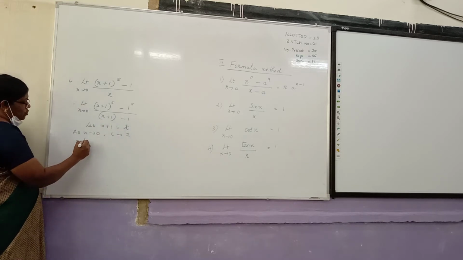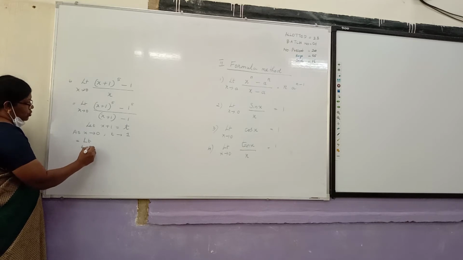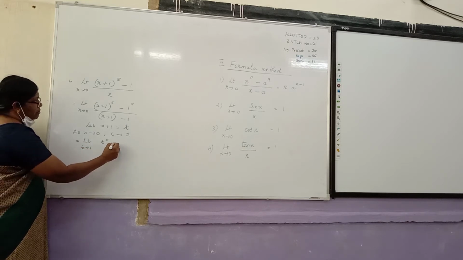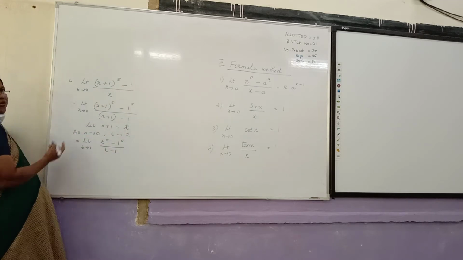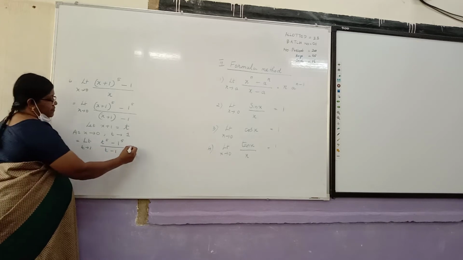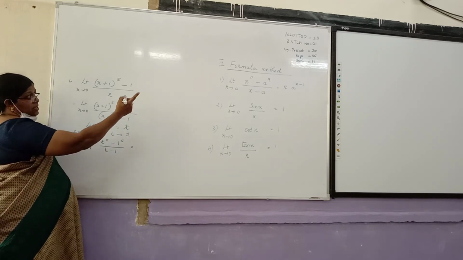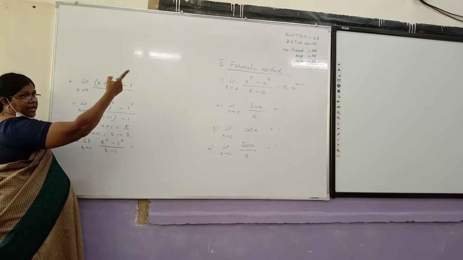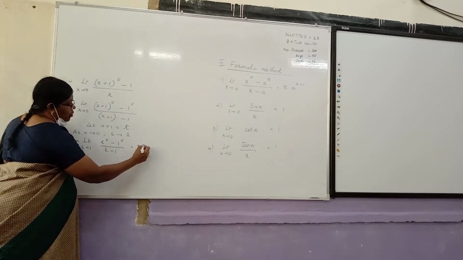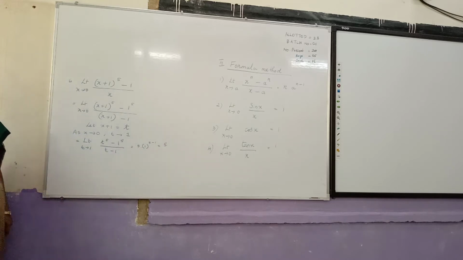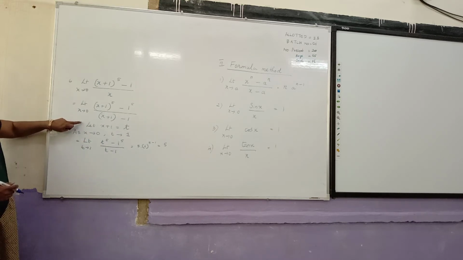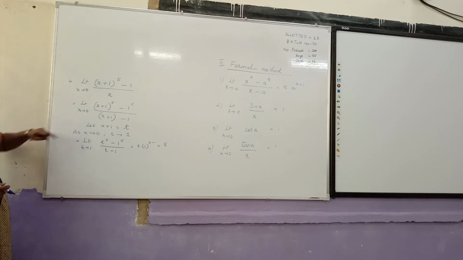So this changes to limit t tends to 1, t power 5 minus 1 power 5, by t minus 1. Now we are getting the formula. So what is the answer? n into a power n minus 1, so 5 into 1 power 5 minus 1. Answer is 5. Anything power 1 is 1 only. Just for understanding, I wrote 1 power 4. So the substitution method is clear. What you are doing, okay.